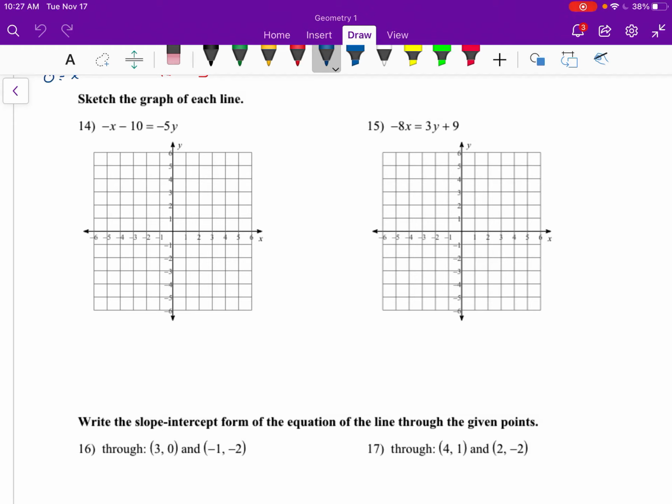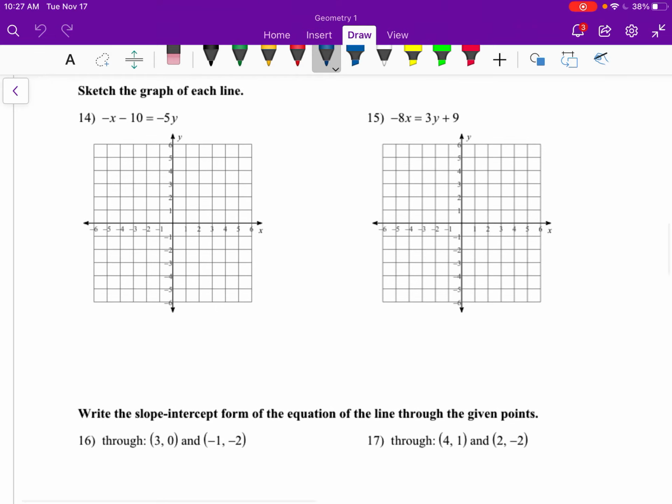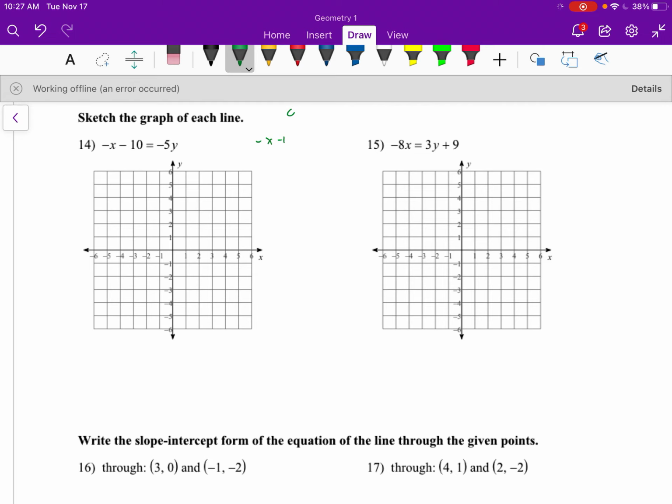Continuing with our 3.4 to 3.5 quiz review, we need to sketch the graph of these lines. In order to sketch the graph, it is usually most helpful to have the equation in slope-intercept form. So we'll go ahead and do that. So I'll write out my equation.